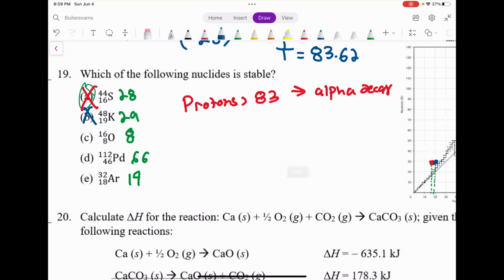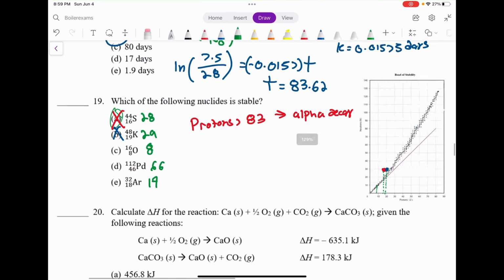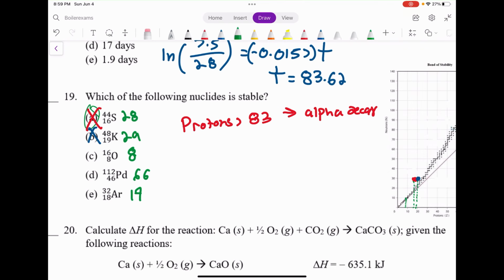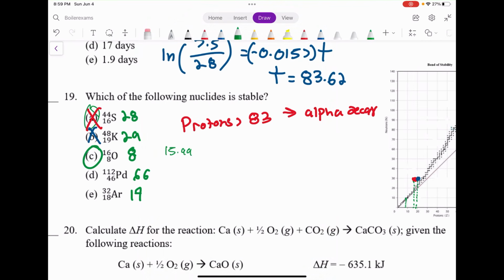No. 8 and 8. Okay, that doesn't look bad. Also, I have a hunch this is going to be the answer choice. If you know the atomic mass of oxygen, it's 15.99. The most stable isotope of oxygen is oxygen 16. So this one is definitely the right answer, but let's check the other two.